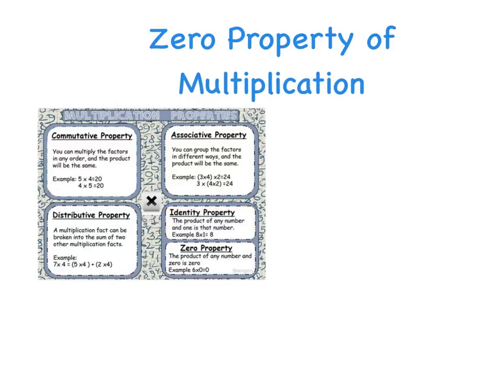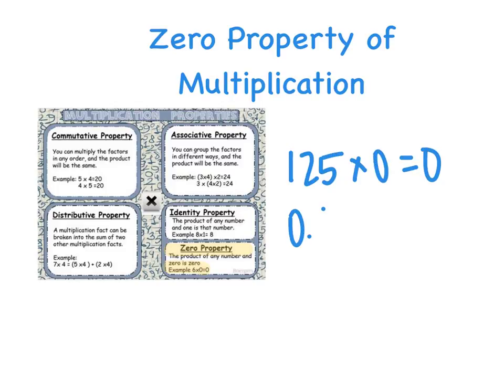The last property that we'll be talking about in this video is the zero property. This says that the product of any number and 0 is 0. So anything times 0 is 0, like 0 times 6 is 0, or 125 times 0 is 0, 0.98 times 0 is 0, 1 trillion times 0 is 0. Any number in the world times 0 is 0, which is the zero property.